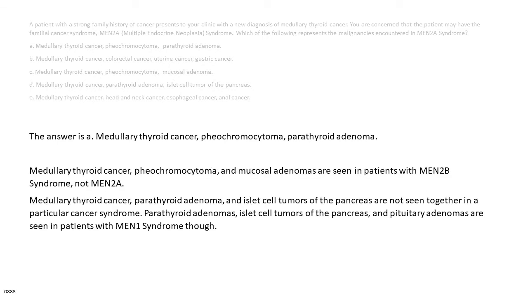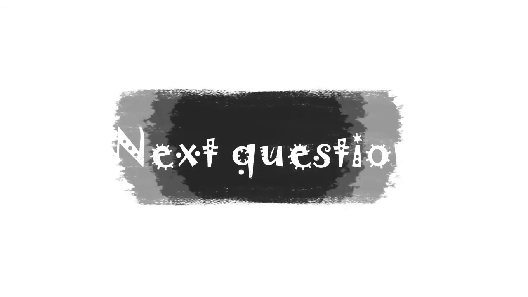Medullary thyroid cancer, pheochromocytoma, and mucosal adenomas are seen in patients with MEN2B syndrome, not MEN2A. Medullary thyroid cancer, parathyroid adenoma, and islet cell tumors of the pancreas are not seen together in a particular cancer syndrome. Parathyroid adenomas, islet cell tumors of the pancreas, and pituitary adenomas are seen in patients with MEN1 syndrome though.